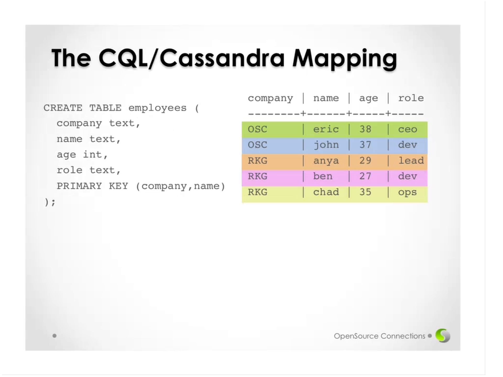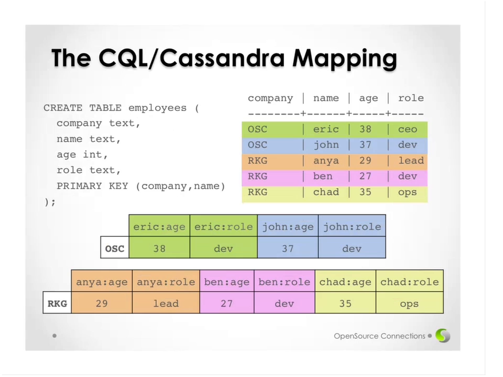So here's the notional thing that we'd expect from a relational database: company, name, age, role, primary key, right? What does this look like in Cassandra? We have 2 rows. Each row has a row key based on the first part of the primary key, OSC, and in this case, another company, RKG.